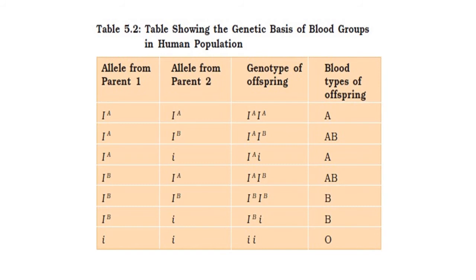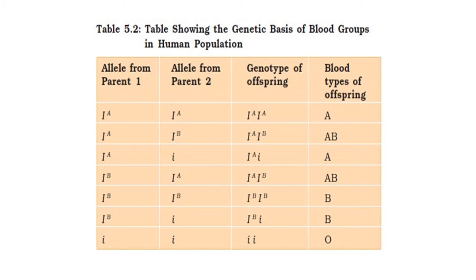In the second case, one parent has capital IA and the other has capital IB. As a result, the progeny has the genotype capital IA, capital IB, and both are present here, capital A and capital B. As per the codominance effect, both can express themselves, and that's why the blood group in the offspring is AB type.